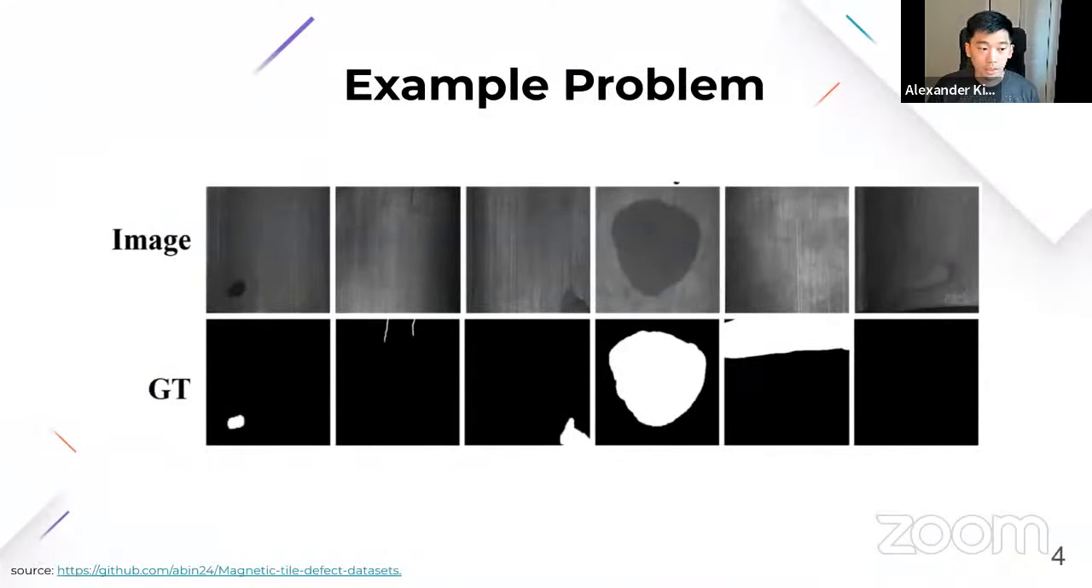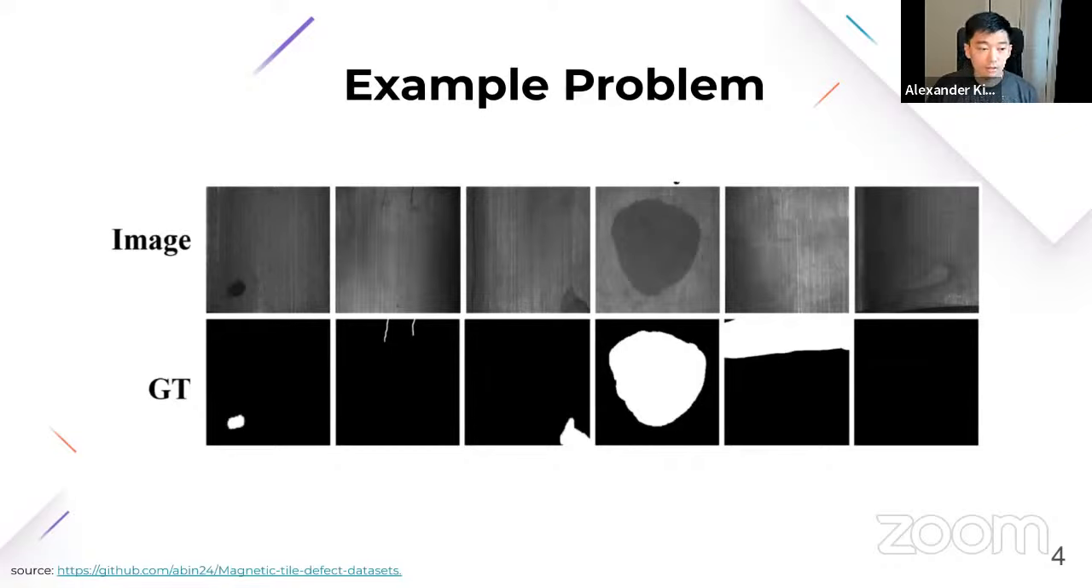So this is our example problem that I'll be using today. We have a data set. There's a link in the README file of the GitHub repo that Alexei shared, but it's also listed at the bottom of the slide. It's fairly simple, quote unquote. It's a data set of images of surfaces of magnetic tiles used in engine production, so a critical component.